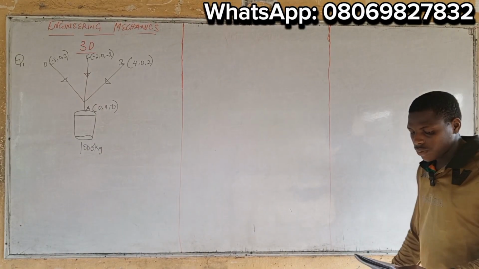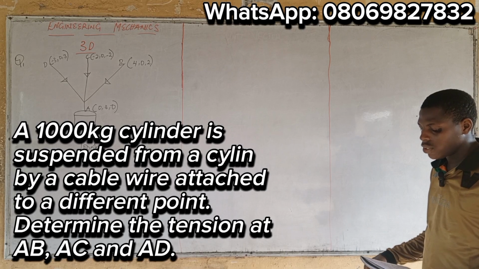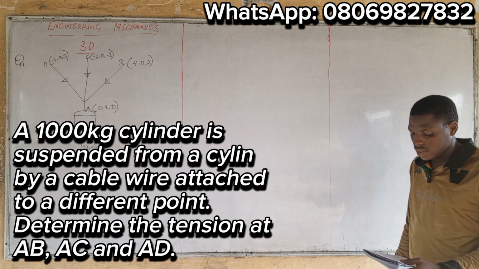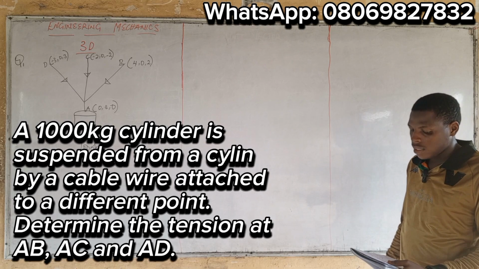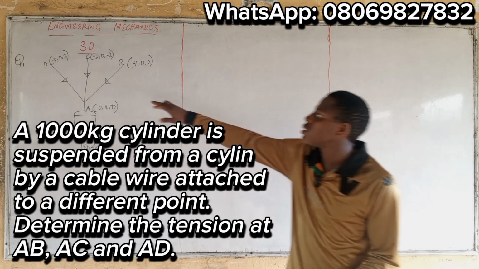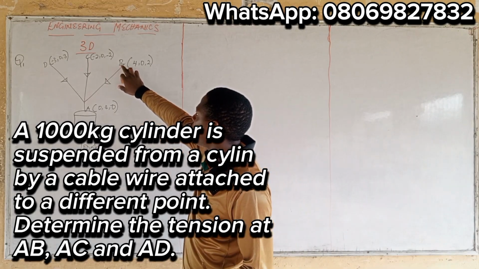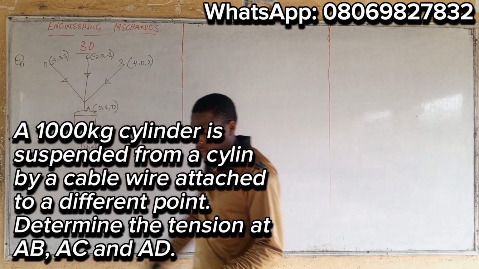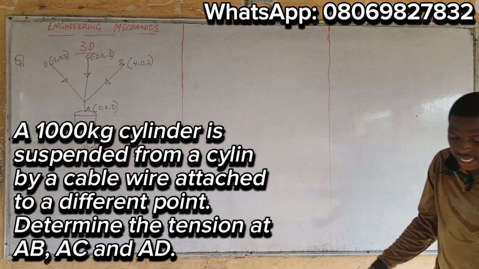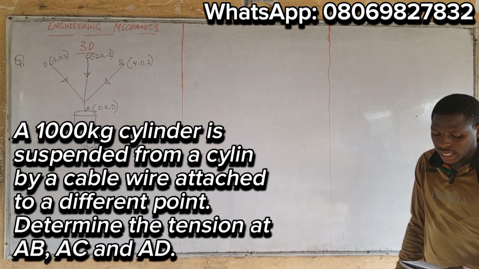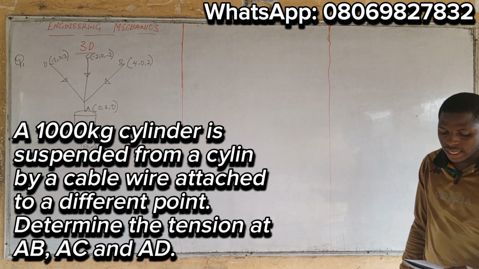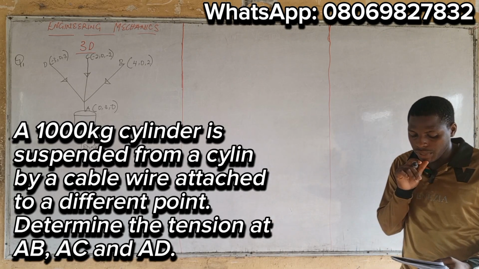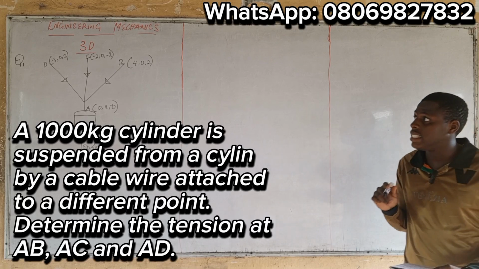Now take down this first question. A 1000 kilogram cylinder is suspended from a ceiling by cable wires attached to different points. So you have your cable wires attached to point C, to point B, and to point D. Determine the tension at AB, AC, and AD.